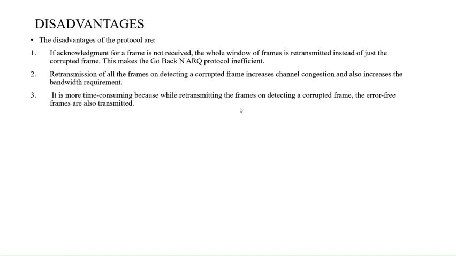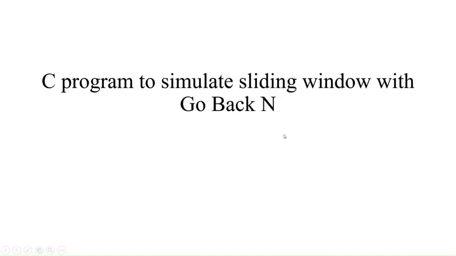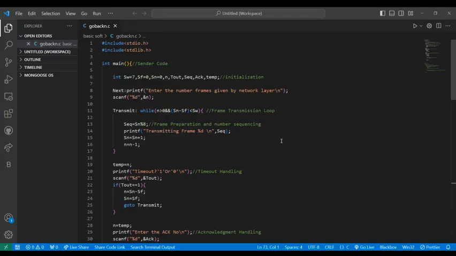Now, I will explain the code which is used to simulate the protocol. We are using a C program to run the simulation. First, I will explain the sender code and depict the output, and later the receiver code. Now we come across the program to simulate the Go-Back-N protocol. This is the code for the sender.